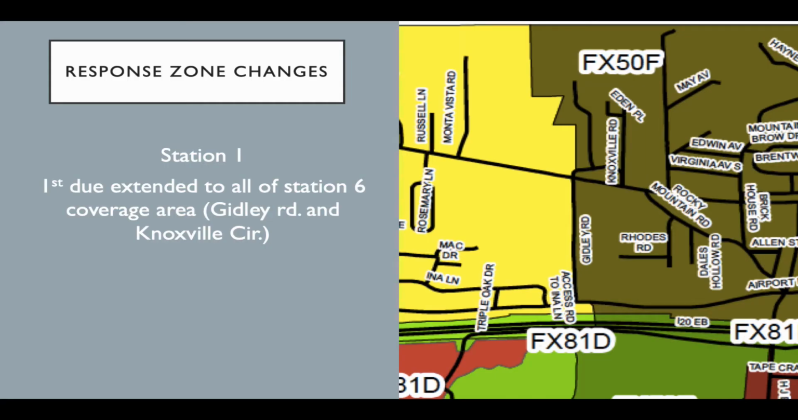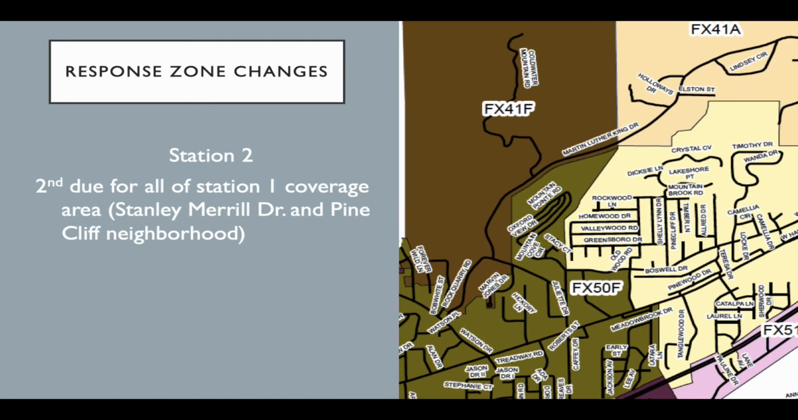In regards to the changes in the response zones, Station 1's first due is extended to all of Station 6 coverage area. That'll be Gidley Road and Knoxville Circle. Station 2's coverage area, the second due for all of Station 1 coverage area, moves to Stanley Merrill Drive, which includes the Pine Cliff neighborhood. Currently, Station 2 runs backup to Berry Street. That line from Berry Street is moving to Stanley Merrill Drive, which will include the Pine Cliff neighborhood you can see on the map on the right.